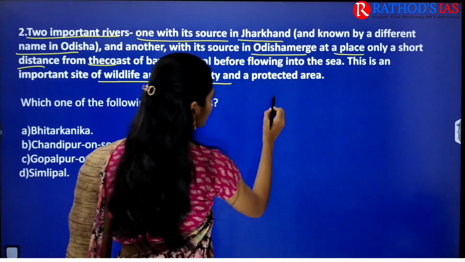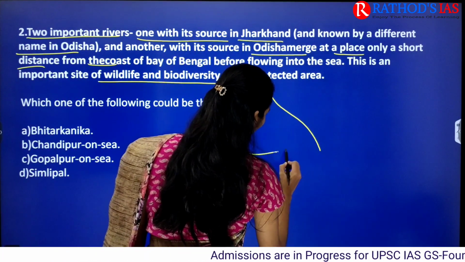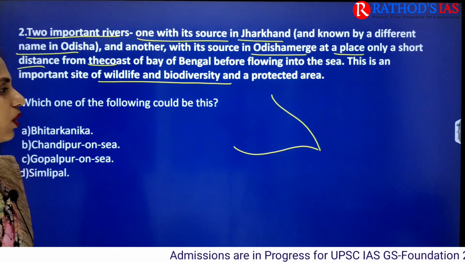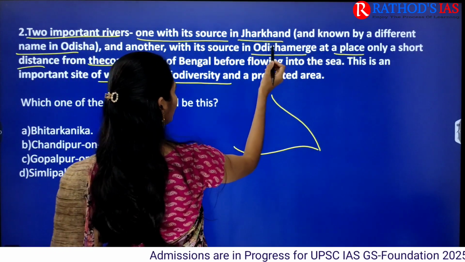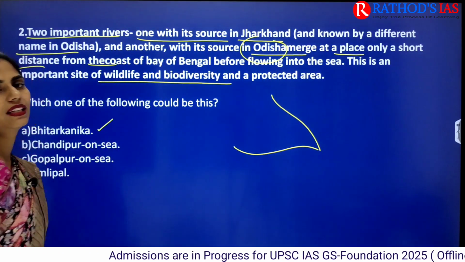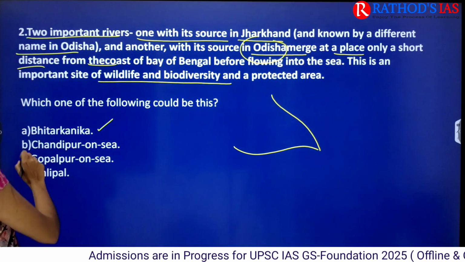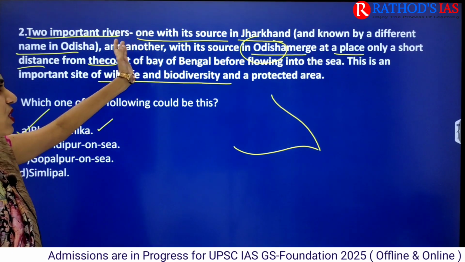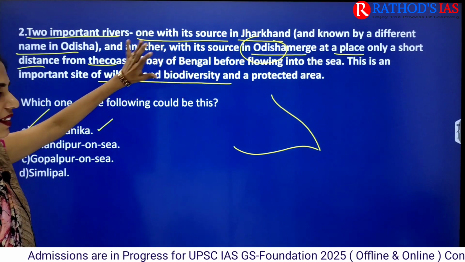So actually this is talking about two important rivers, that is river Brahmani and river Baitarni. Okay. So here if you know this place, that is Odisha, so we have Bhitarkanika. So option A is the correct answer, that is Bhitarkanika. Okay, so the explanation is given very clearly here.